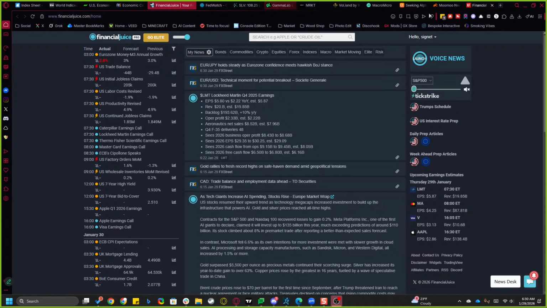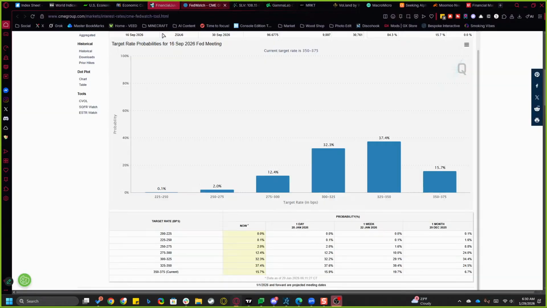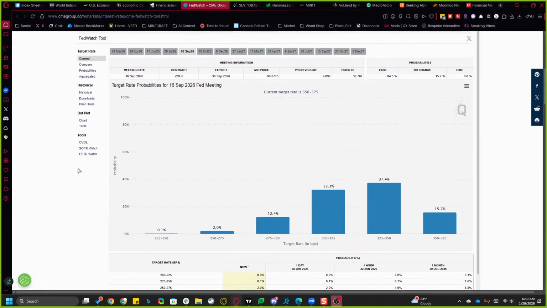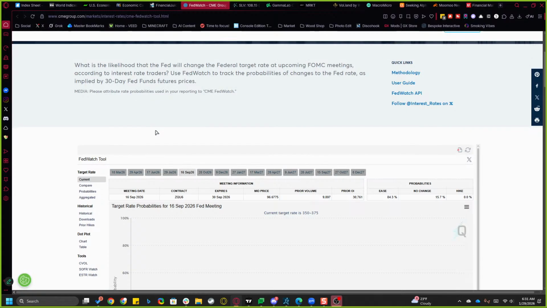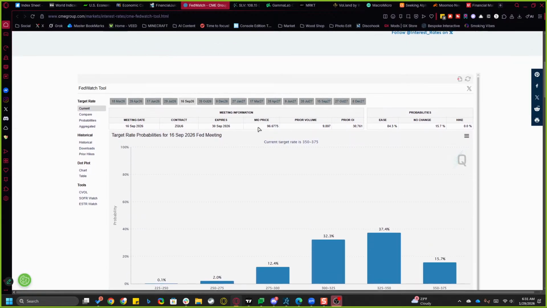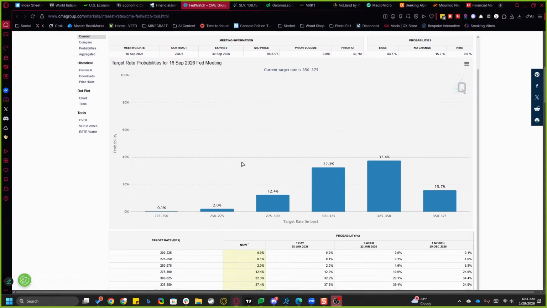If you show up on the FedWatch, it's a free website. If you've never been there before, just Google FedWatch and you'll find the CME group. You can see it up at the top, CME group, interest rates, FedWatch tool. It's a free page. You don't need an account. You don't need to log in. And you can see this. It allows you to check the different FOMC dates to see what the market is pricing in or unwinding in the market.